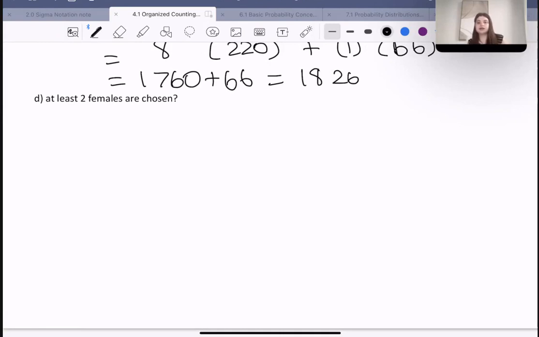So in this case, we could do it one of 2 ways. We could do it the direct way, which would be where we'd have to figure out how many ways exactly 2 are chosen, exactly 3, exactly 4, exactly 5, exactly 6, exactly 7, and exactly 8. And I don't want to do that. That seems like too much work, and mathematicians are lazy.